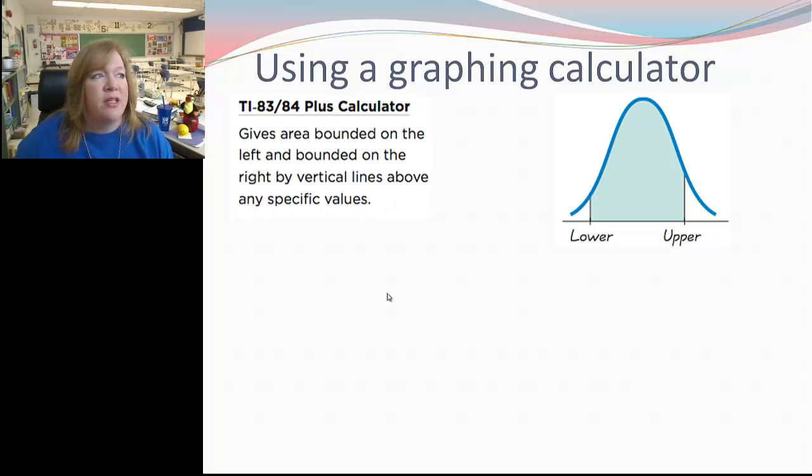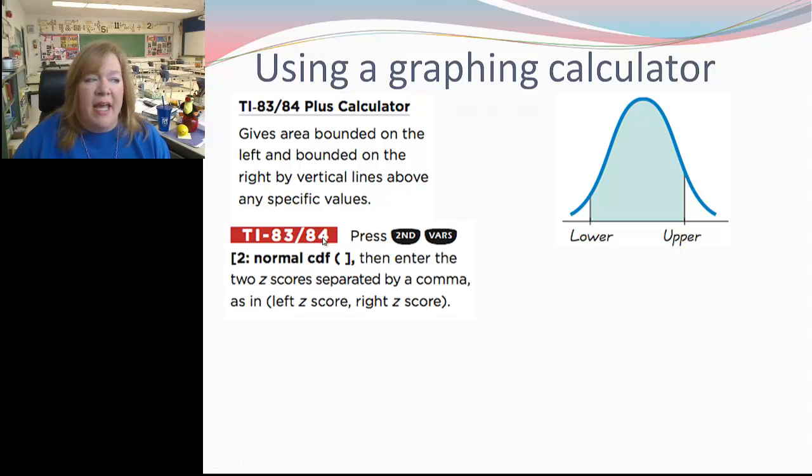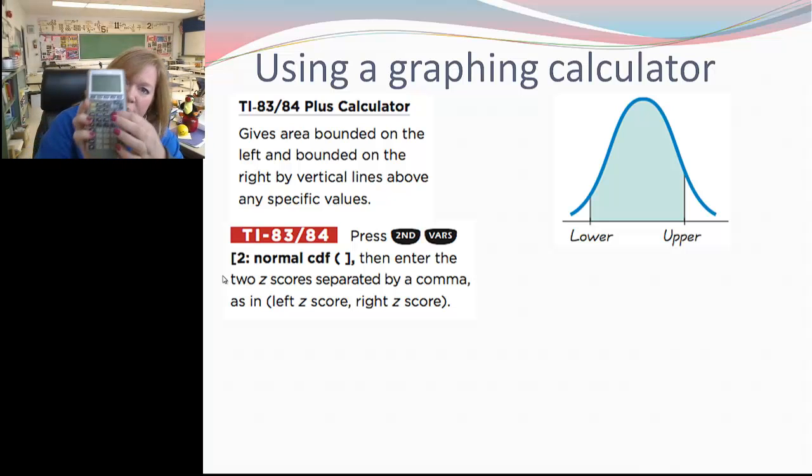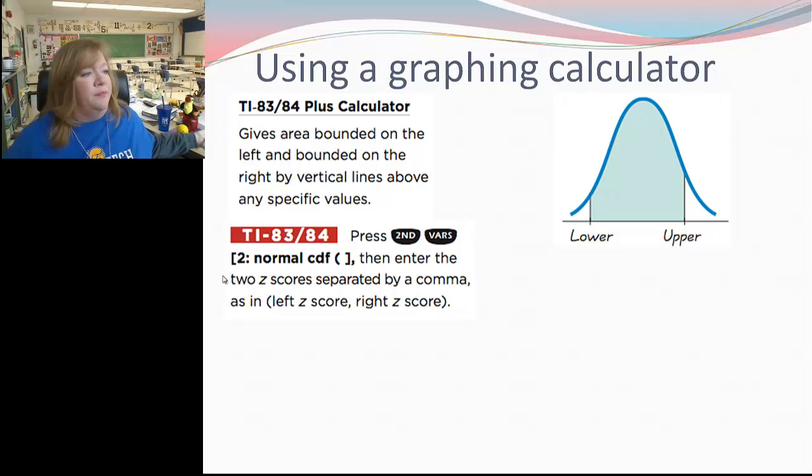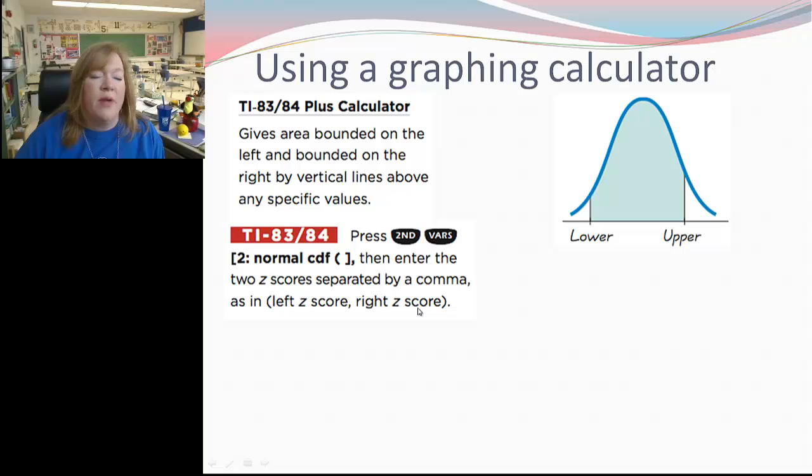So here's how we're going to use that TI-83 or 84 Plus calculator. The area that this calculator gives us is an area bounded on the left and the right by vertical lines. So that means we're going to have to put in two different z-scores in order to find the area. With the TI-83 or 84, you want to push the second and the vars button and then select number 2. On the calculator, the vars button is right below the arrows here. And enter the two z-scores separated by a comma. So here's the syntax. You're going to have the left z-score, comma, the right z-score.